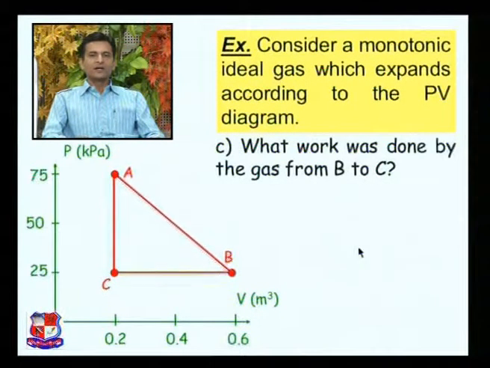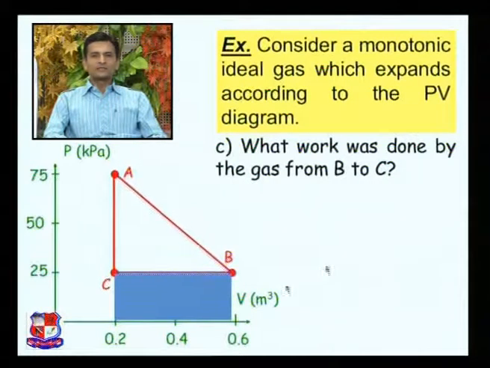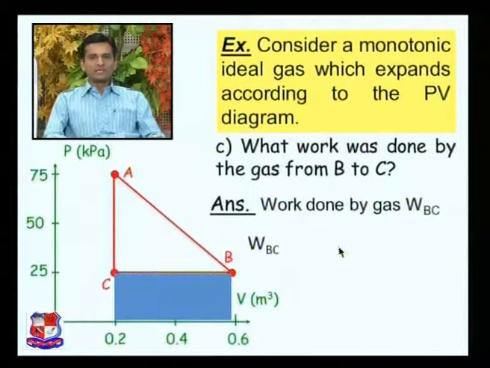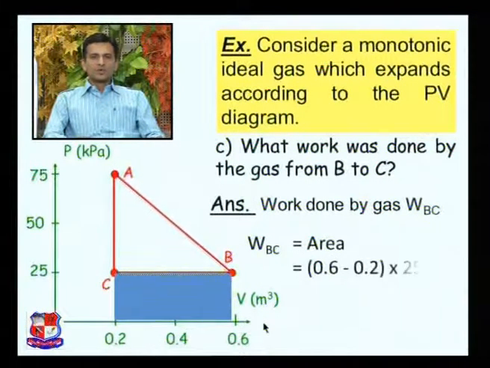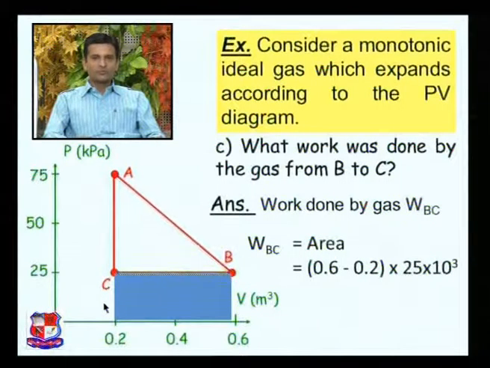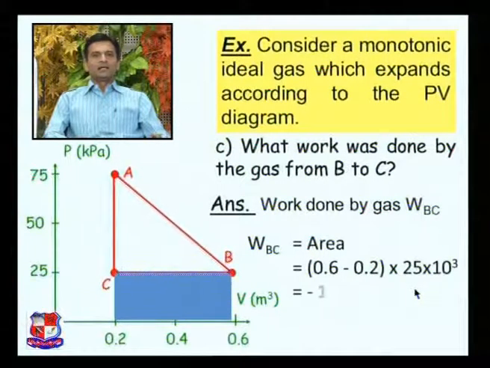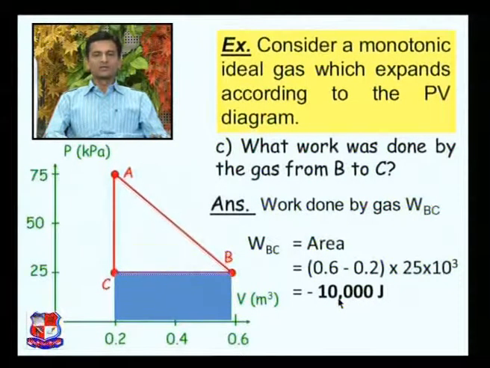Now third question, what work was done by the gas from B to C? Whenever the process transfer comes from B to C, what is the amount of work? That is of course the area covered by B to C, this area, that is equal to width into height. Work done by gas WBC is equal to area. Width is known to us, that is 0.6 minus 0.2, that is 0.4 meter cube, multiplied by this height. Height is 25 kilopascal or 25 into 10 raised to 3 Pascal. The answer is minus 10,000 joule.